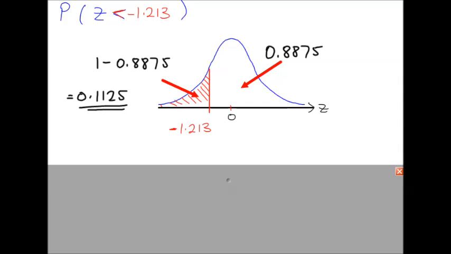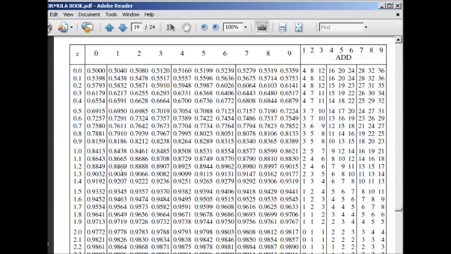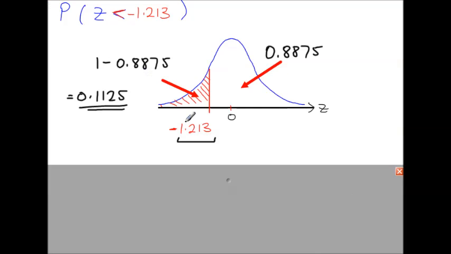There. Okay, so if you have negative z values, ignore the sign and just look up the positive value, 1.213. You go to the tables, you look up your probability from here, you come back to your sketch, and if you have shaded less than a half of the sketch, you always do 1 minus. If you've shaded more than a half, the value you've looked up from the tables is the final answer.